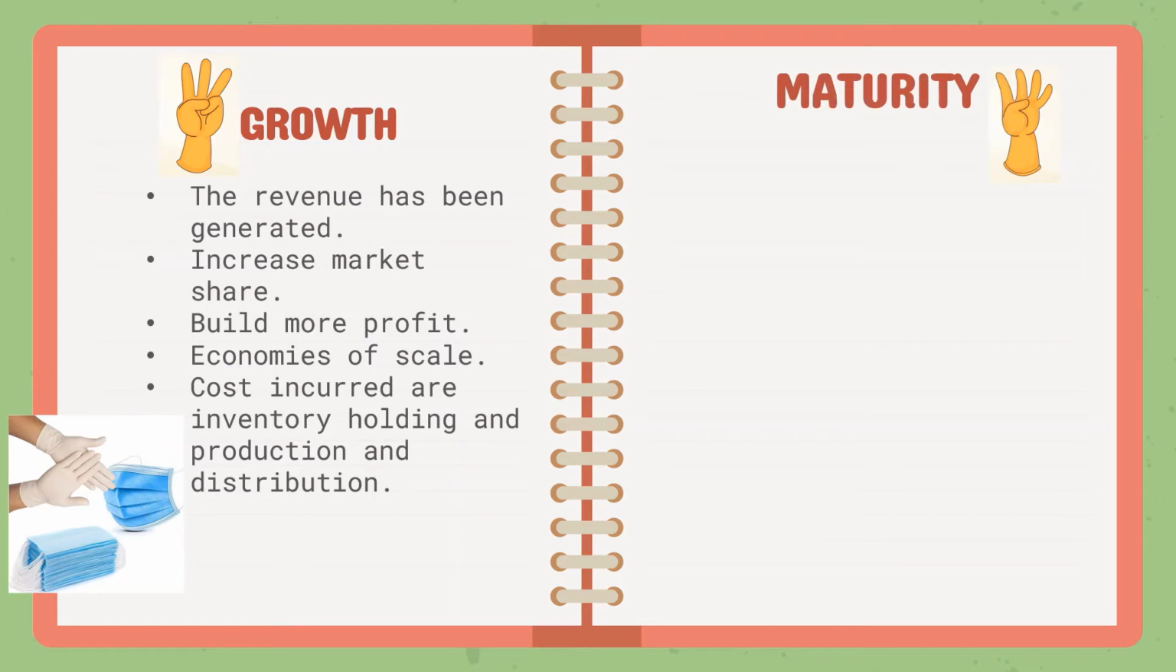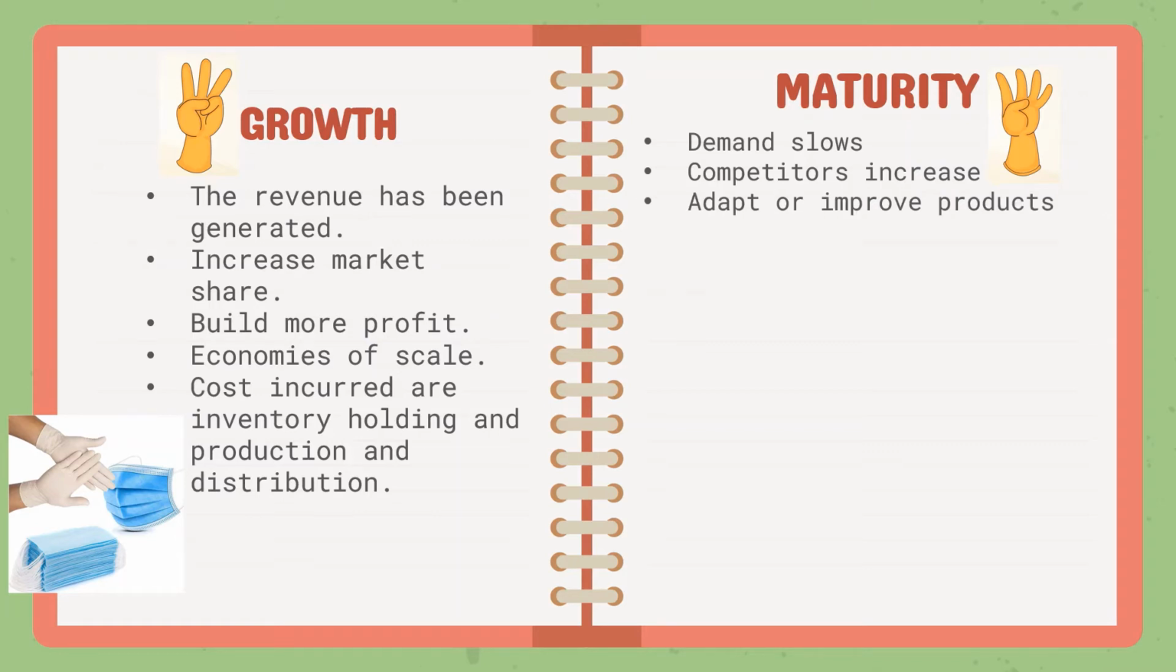The fourth phase is maturity. At this point, the publicity has been intensified. The potential customers know the product, but the sales will level off because the demand from the customer becomes low as the competitors have increased. Therefore, the company needs to adapt or improve the product.